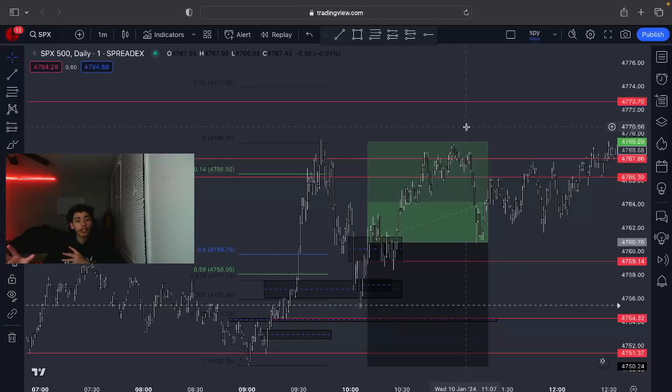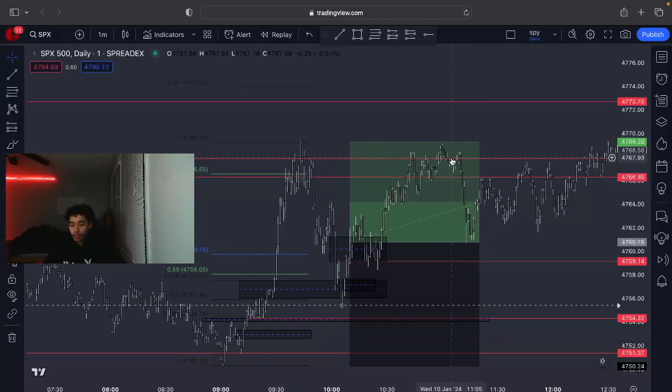Forex is like trading currencies against each other. So say the dollar against the pound, you could be trading that, or the yen versus the pound, or some random thing like the Australian dollar or whatever it's called. You can trade that also. But what I do trade is SPX and Nasdaq. Those are the only two things I do trade.